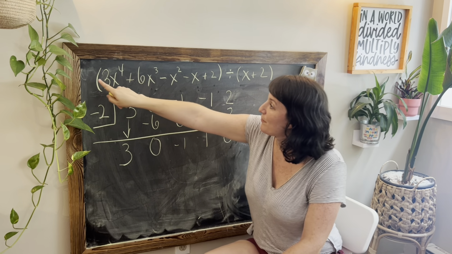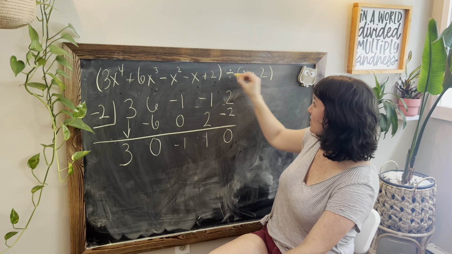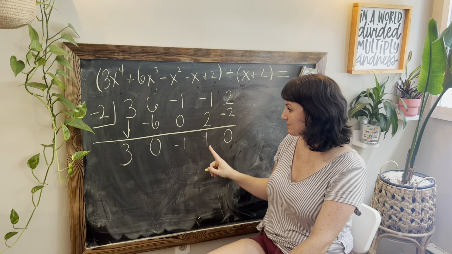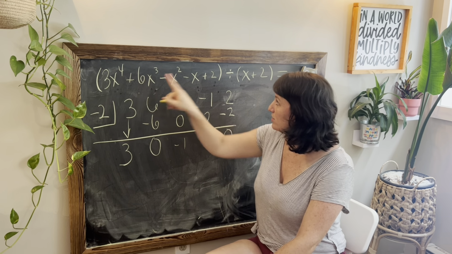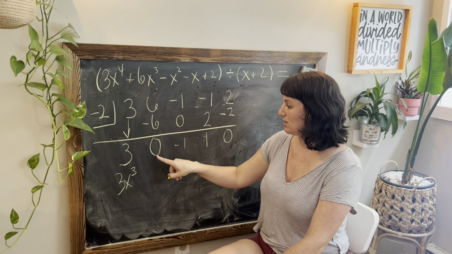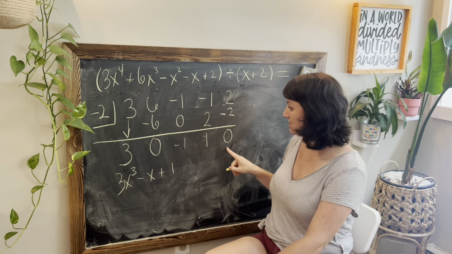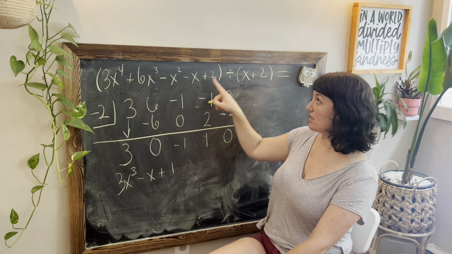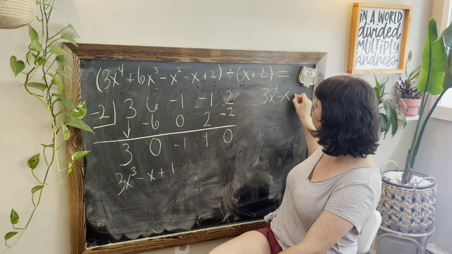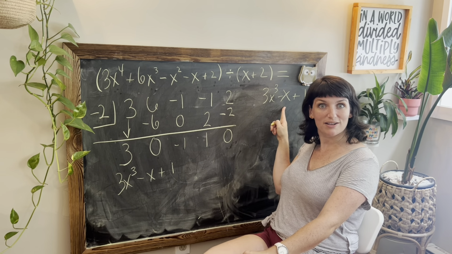So what can I now write? I can say that this quartic polynomial divided by this linear is equal to what's left over here. All right, I divided a quartic by a linear, so I'm left with a cubic. 3x cubed, no squared term, -x plus 1, and a 0 remainder. So this quartic divided by this linear is equal to 3x cubed minus x plus 1. Those are equal. This statement is equal to this cubic.